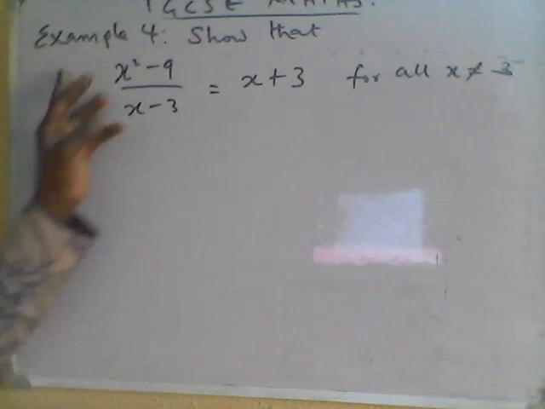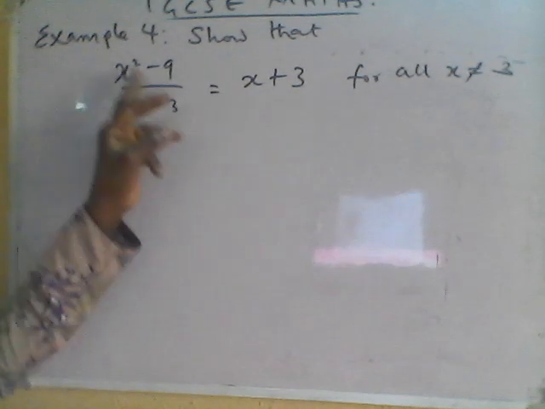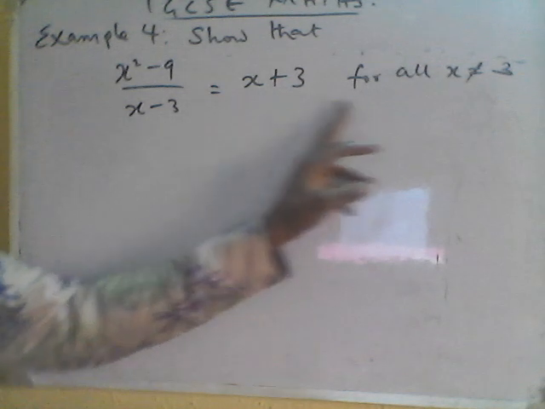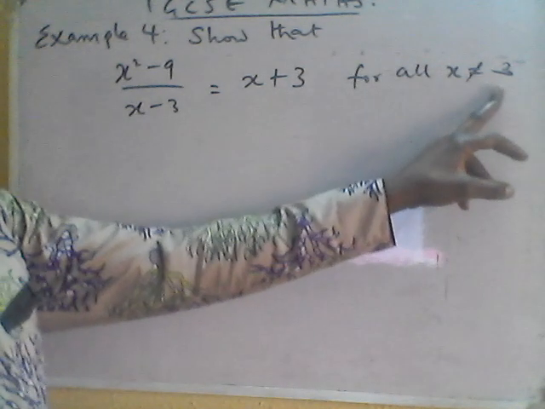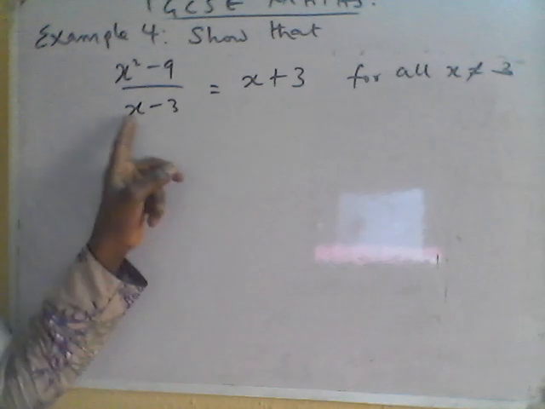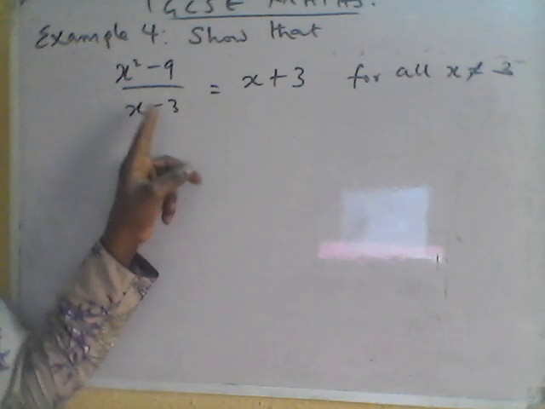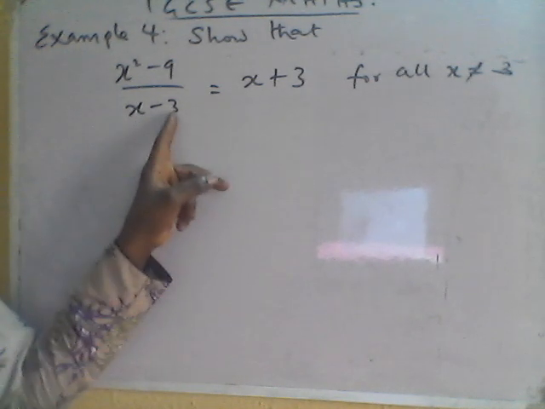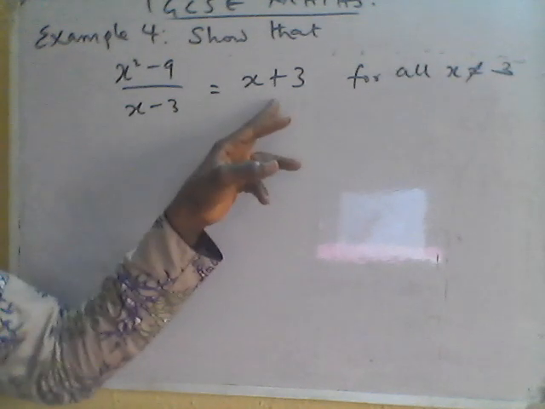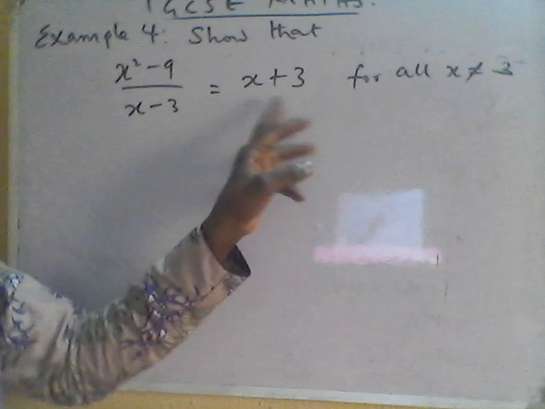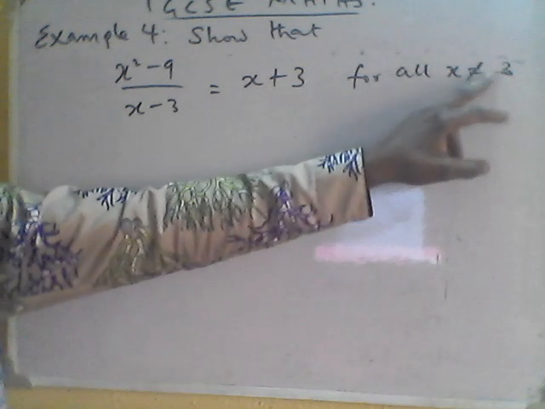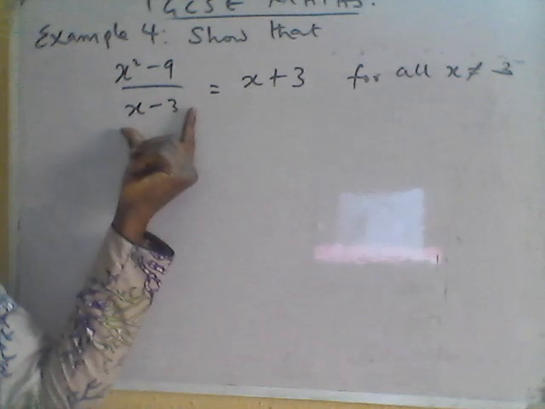Okay, so I have example 4. Show that (x squared minus 9) over (x minus 3) is equal to x plus 3 for all x not equal to 3. Now, what happens if x equals 3? If x equals 3, then 3 minus 3 is 0, so the denominator is 0, which does not give us the same thing as this. So the only condition is that x must not be equal to 3, so that the denominator does not become 0.